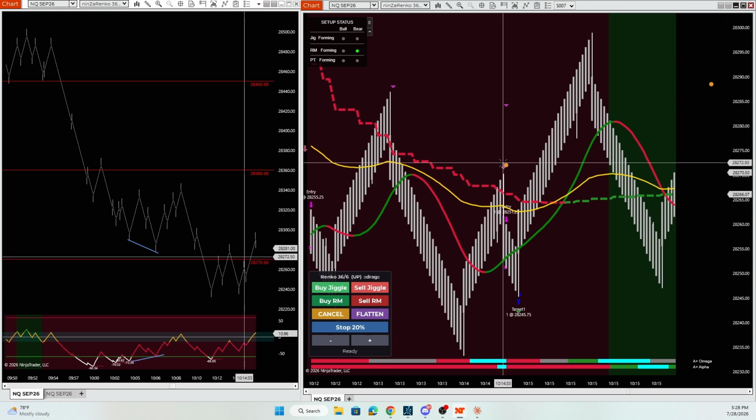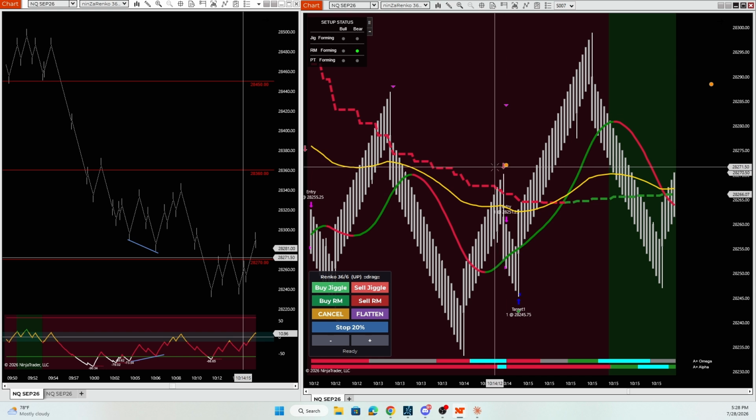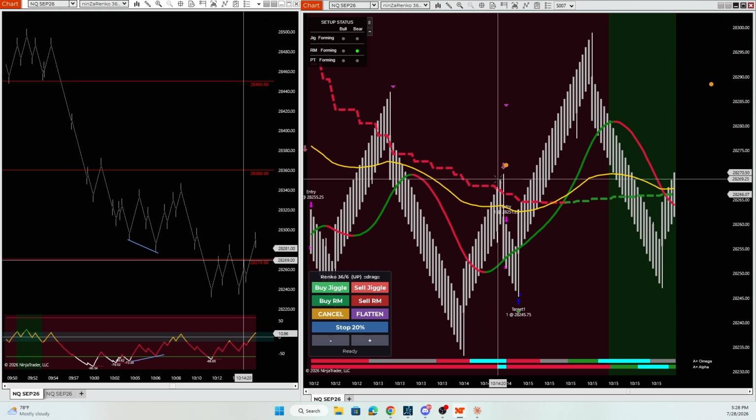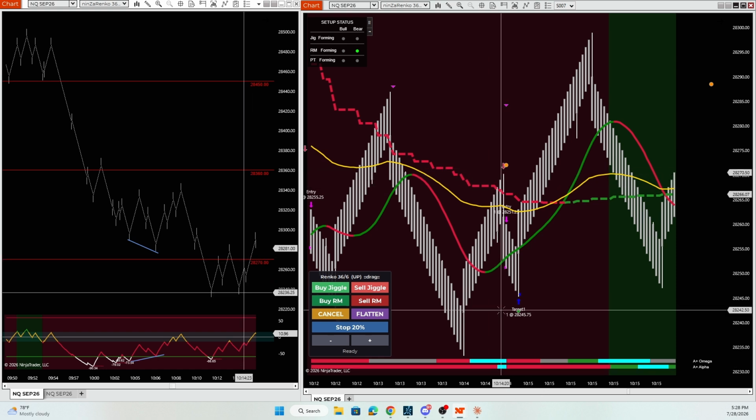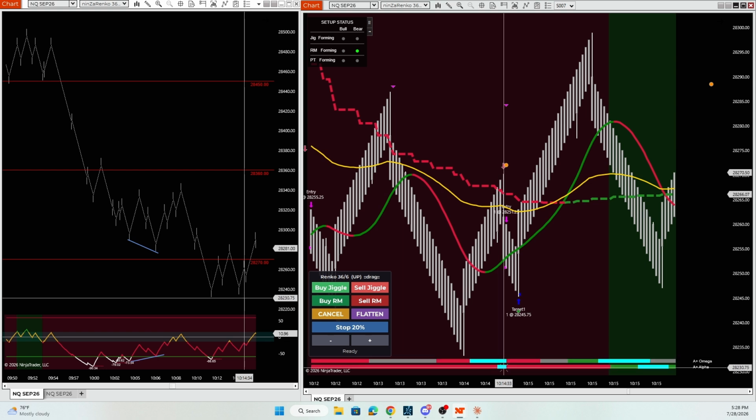I'm sorry. Yeah, I was trying to look at that divergence there. Sorry about that. This was another timing window trade that we took right here, short. It was a combination omega and an alpha timing window opportunity.